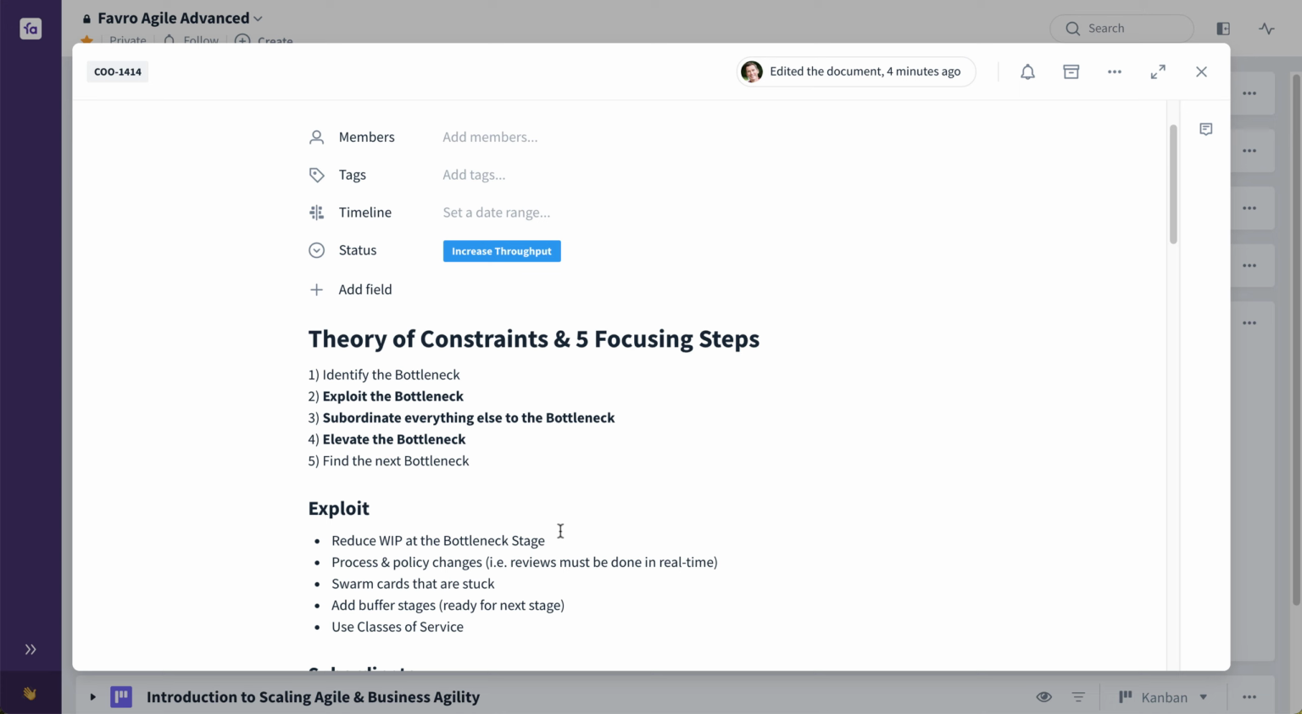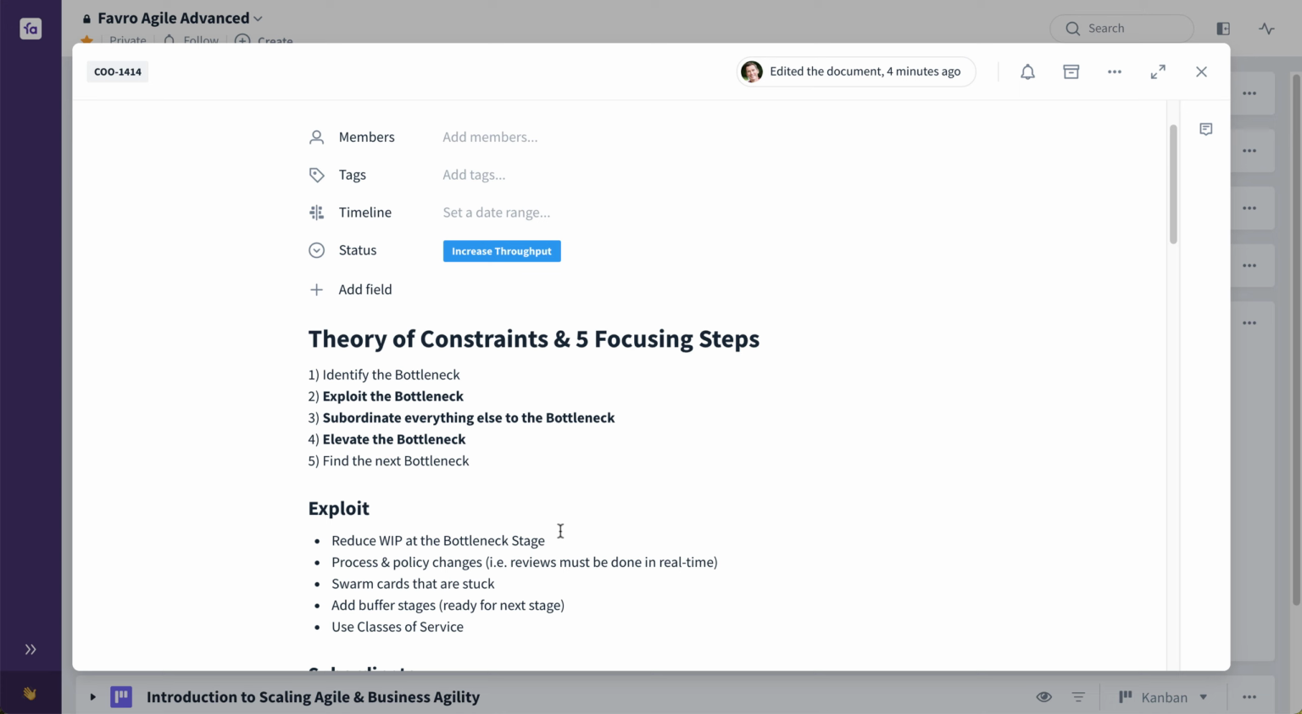Another way to exploit any particular stage is maybe add a buffer stage, meaning that as soon as something is done, instead of maybe tagging it as done, actually having a separate buffer stage as a ready for the next stage, or maybe putting a buffer in front of the actual bottleneck stage. So buffers are another nice way to not only see how long things are waiting as ready, but they're also a way to maybe exploit or help remove or reduce the bottleneck at the limiting factor stage.